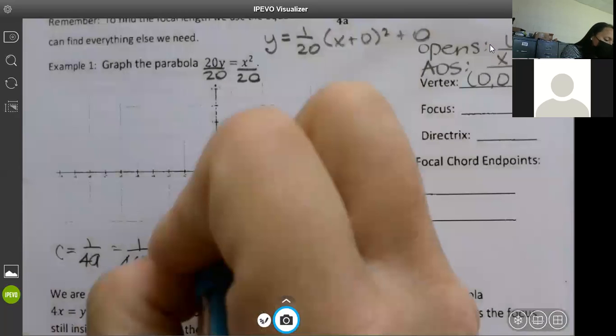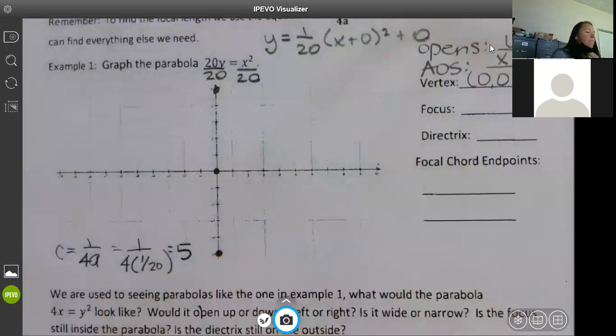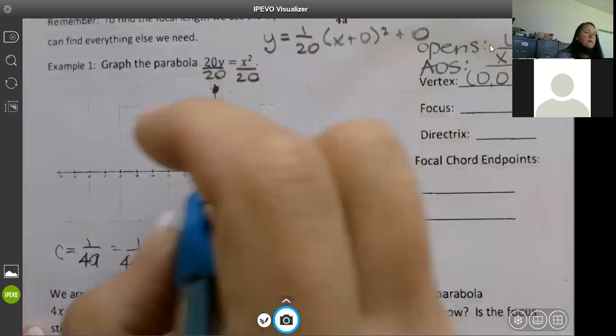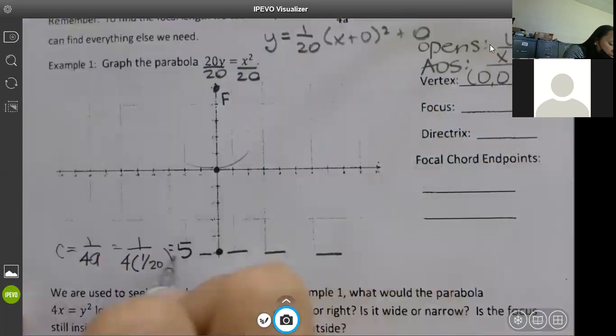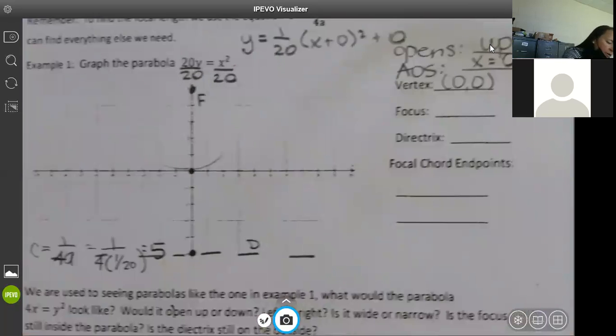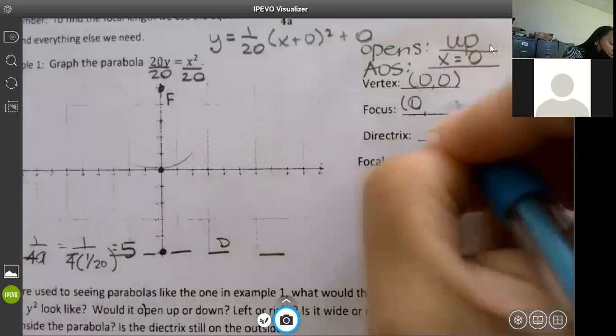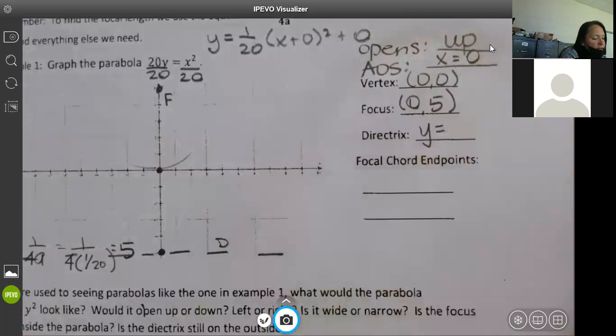So from here, I'm going to plot my vertex. That's the first thing I'm going to do. And this one's at 0, 0. That's your vertex. And then because it's an up-down parabola, you're going to go up 5 and down 5. Just a little sketch. It opens up. So this is going to be your focus. Through here will be your directrix. So for my focus, I went up 5. My directrix goes through y equals, and it goes through -5.